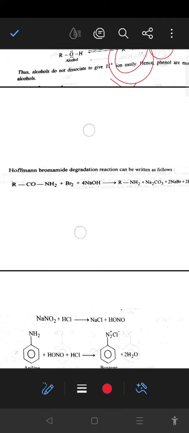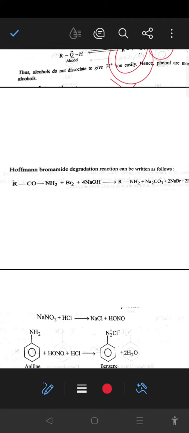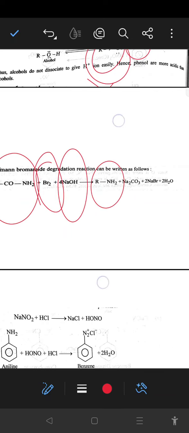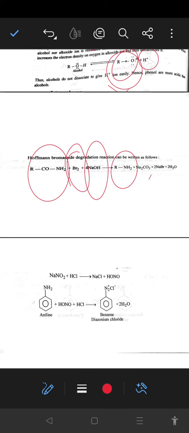Next question, what is bromamide reaction. So Hoffman bromamide reaction. In case of Hoffman bromamide reaction, when RCONH2 amide reacts with bromine in presence of base sodium hydroxide, RNH2 amine का formation हो रही है, sodium carbonate, NaBr out and water out हो रहा, so amine का formation हो रही है. This is called as a Hoffman bromamide reaction.